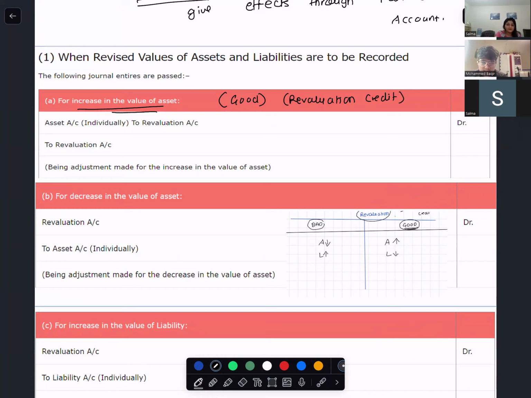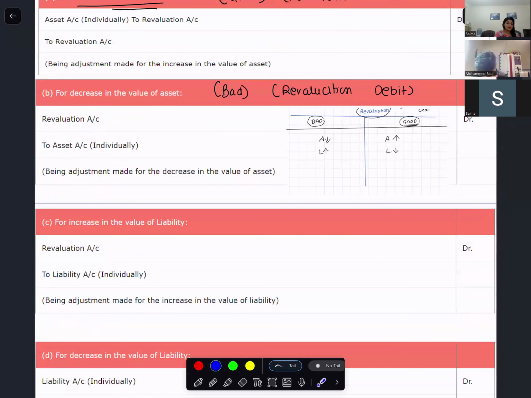Decrease in the value of the asset, good or bad? Bad thing. So the revaluation account will be debited. If a decrease in the value of the asset is a bad thing, the revaluation account will be debited. What is the journal entry for this? Revaluation account debit to asset account credit. And the narration, if they ask you: adjustments are made for decrease in the value of asset.